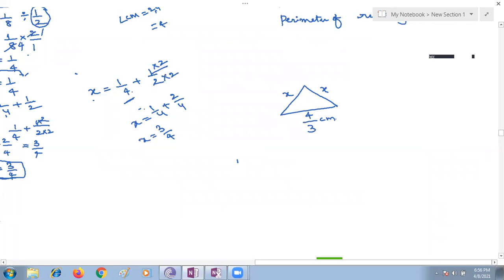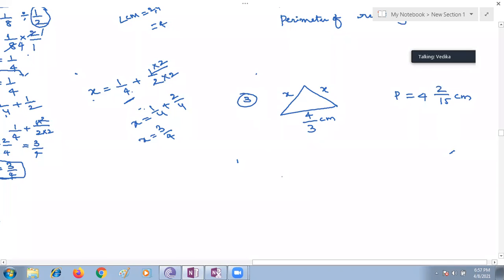Centimeters. What is perimeter, children? Perimeter is nothing but the sum of all sides. Yes, sum of all sides. What is the perimeter given in your sum? 4 2 by 15 centimeters. Yes.